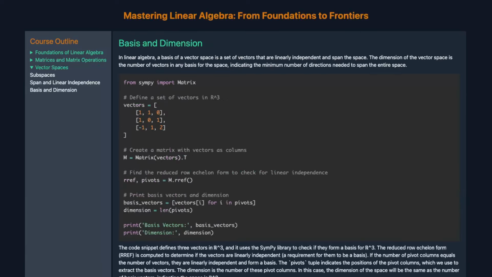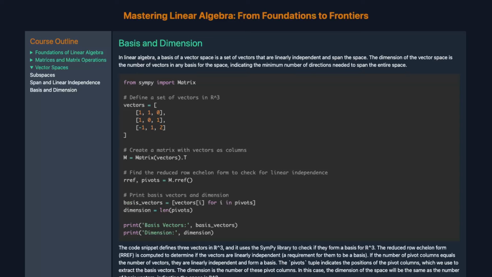Basis and dimension. In linear algebra, a basis of a vector space is a set of vectors that are linearly independent and span the space. The dimension of the vector space is the number of vectors in any basis for the space, indicating the minimum number of directions needed to span the entire space.